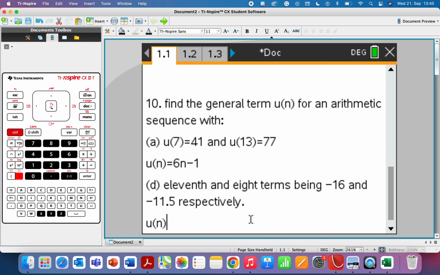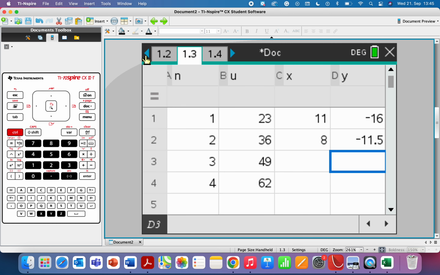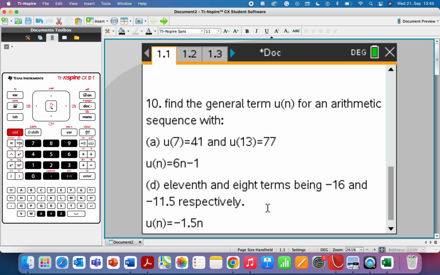So the rule is U of n equals negative 1.5n plus 0.5. Let's just check it again. Look, if 11 is the n number, and you substitute 11 in here and work it through, you will get the correct answer of negative 16. And if you substitute 8 in here, you will get the correct answer here.